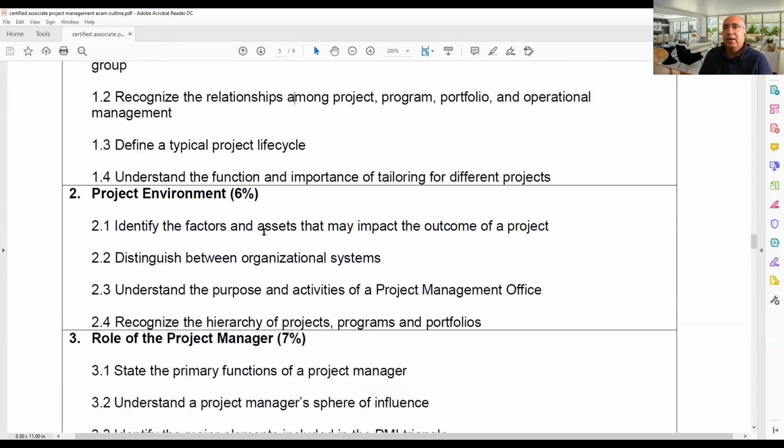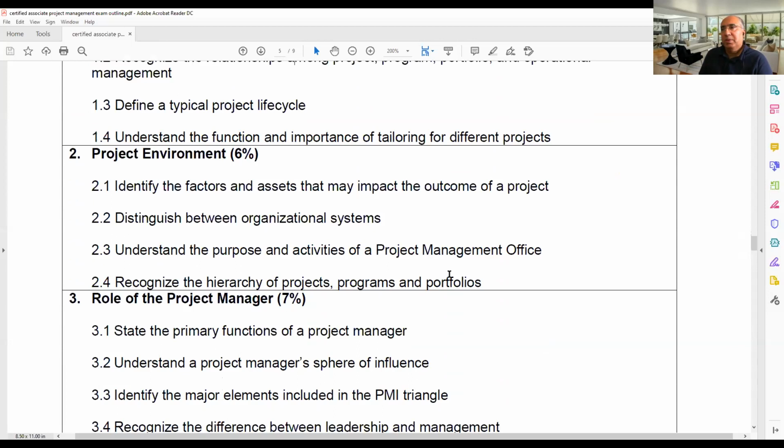Under project environment, can you tell us what is important to focus on in that area? So in the environment, there are two things. First, the enterprise environmental factors and the organization process assets that you need to understand.